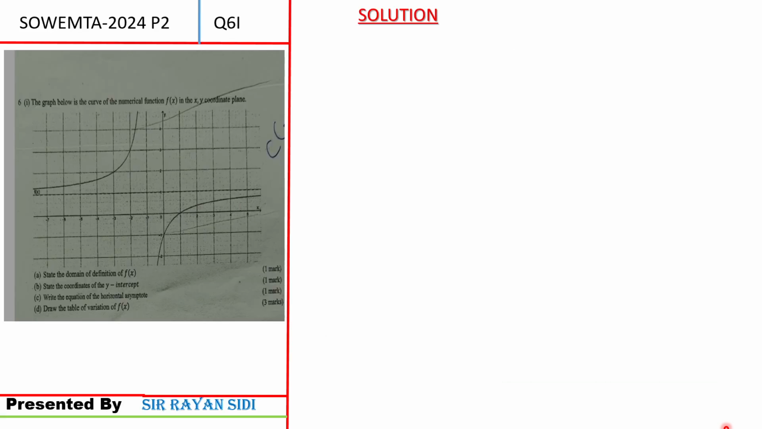So the video is on curve sketching on the demand of many. Now this is our graph here. We are analyzing the graph. The first thing is that they say the graph below shows the curve of numerical function f of x in the xy coordinate plane. Now let's state the domain of definition of a function, state the coordinates of the y-intercept, write the equation of the horizontal asymptote, and then draw the variation table of f of x.